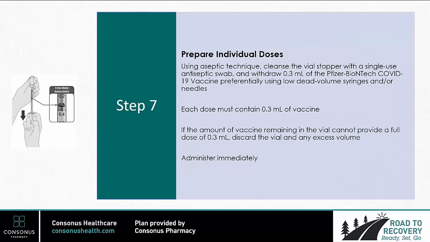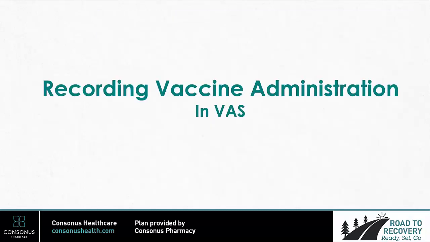The seventh and final step is to prepare for individual doses. Using aseptic technique, cleanse the vial stopper with a single-use antiseptic swab and withdraw 0.3 ml of the Pfizer vaccine. Remember, each dose must contain 0.3 ml of vaccine. If the amount of vaccine remaining in the vial cannot provide a full dose of 0.3 ml, discard the vial and any excess volume. Administer immediately after drawing.